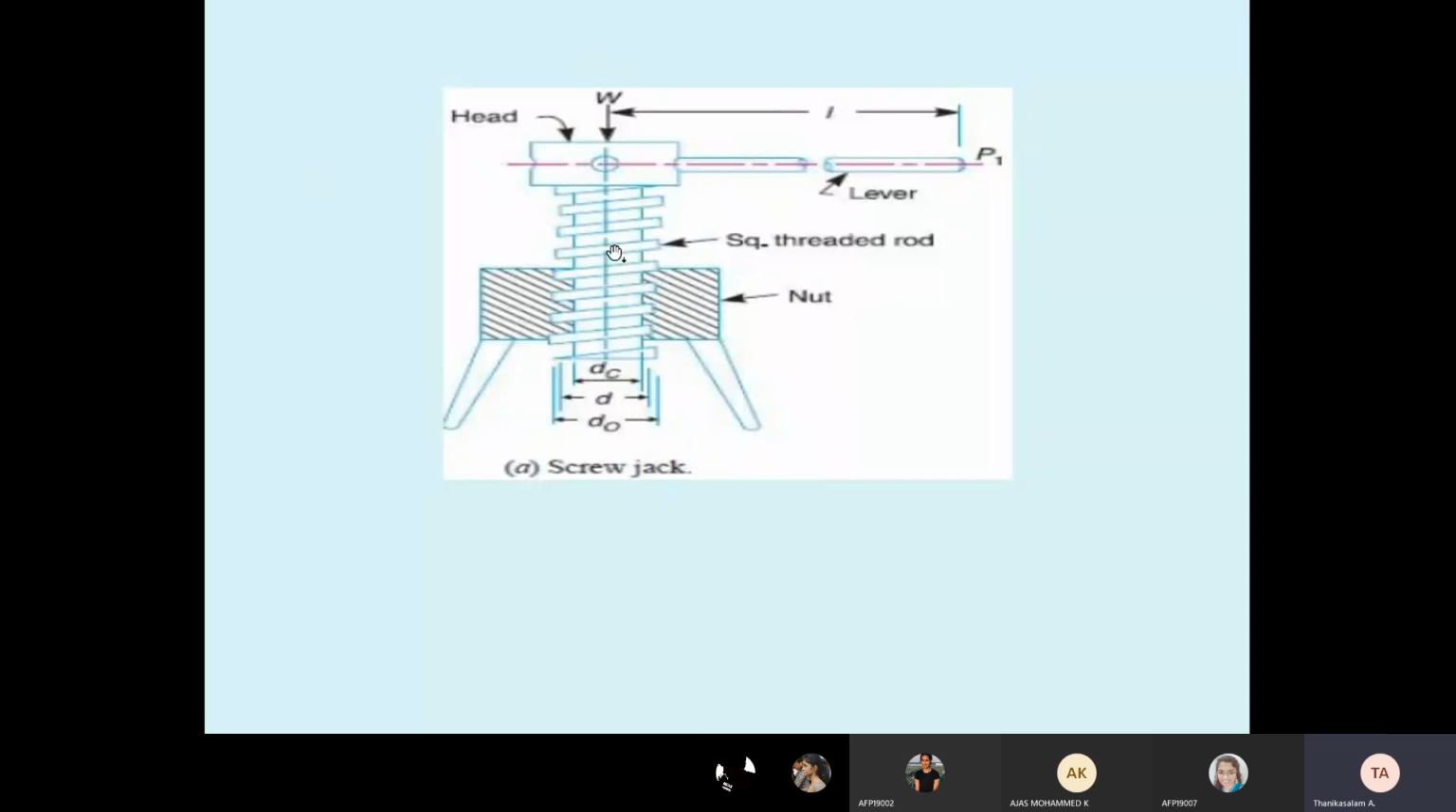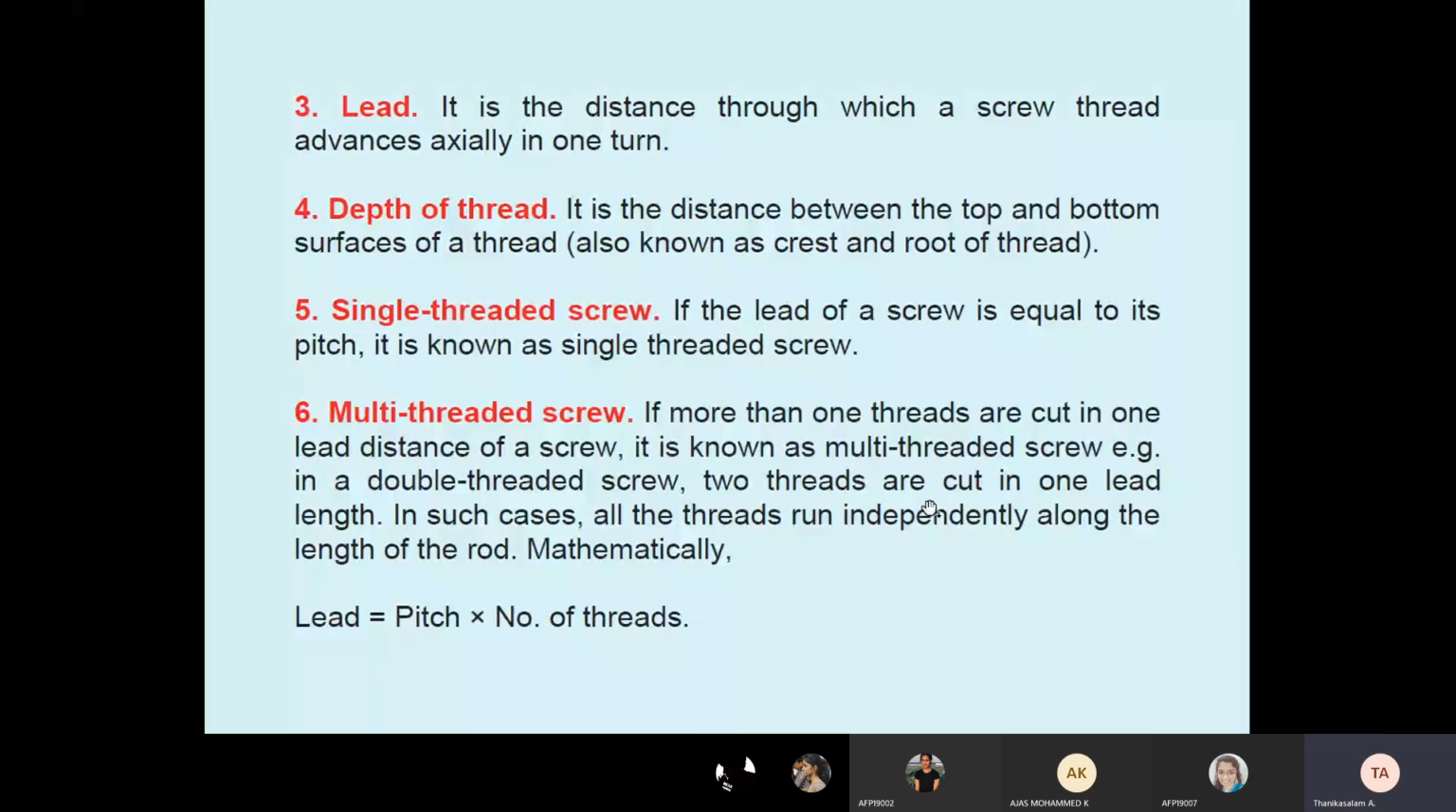This is the thread. Any screw has a thread. There may be a square thread or a trapezoidal thread. This is a lever, so I am rotating it. With respect to the middle, the lever length is L. We apply the force at the end of the lever. The weight is acting vertically downward. Generally for a screw jack, whether lifting or lowering, the weight is always acting vertically downward. This is a screw jack. So you have to see the previous nomenclature of the thread.